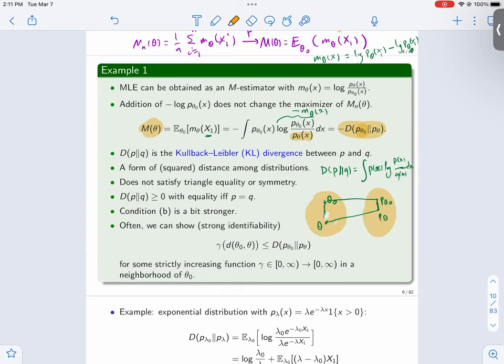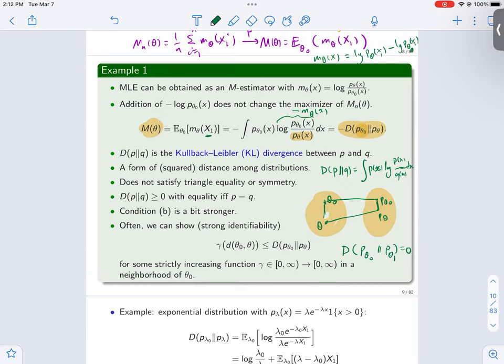If the model is not identifiable, then we don't have a unique maximizer, because I could have another parameter like theta one whose distance to this is zero. So I'd have two different parameters that give me the same density, and then this would be zero. This would be another candidate for the limit to converge to. So we can prove consistency, and identifiability is a necessary condition.